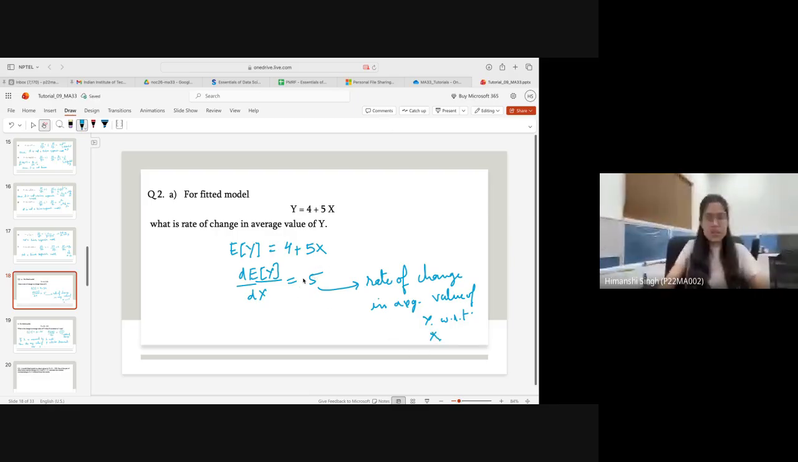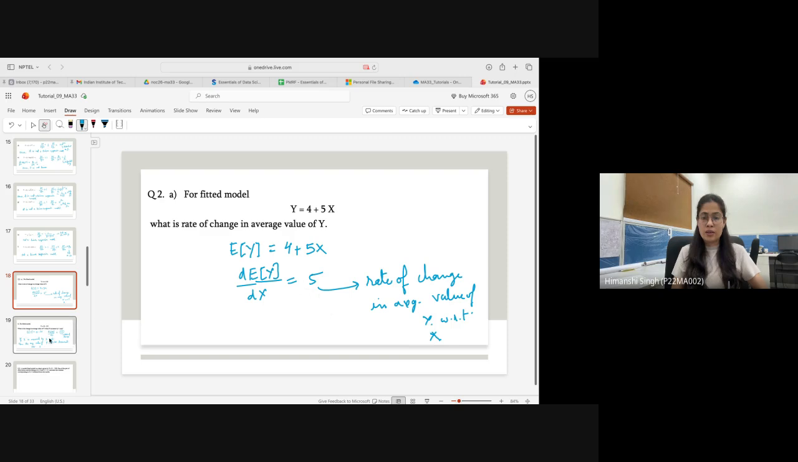If this were minus 5, what would the rate of change mean? If I increase x by 1 unit, then y will increase by 5 units. If it was minus 5, then if I increase x by 1 unit, the average value of y will decrease by 5 units.